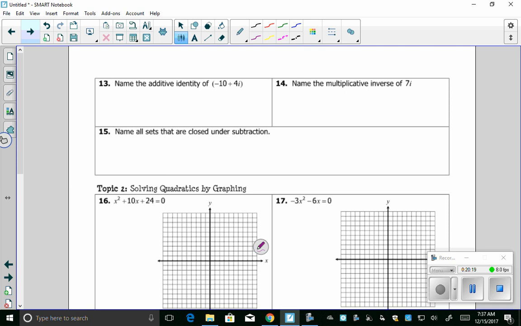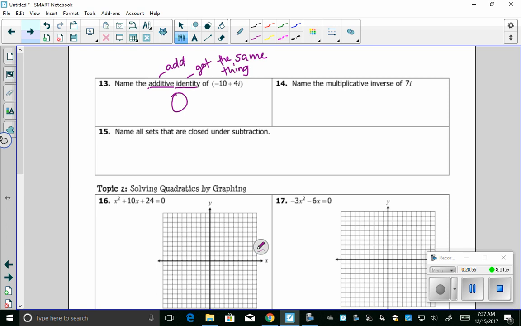Number 13, name the additive identity of negative 10 plus 4i. Okay? Additive means to add. And the identity part is what you have to do to get the same thing. So what do I have to add to negative 10 plus 4i to get the same thing? And the answer is 0.